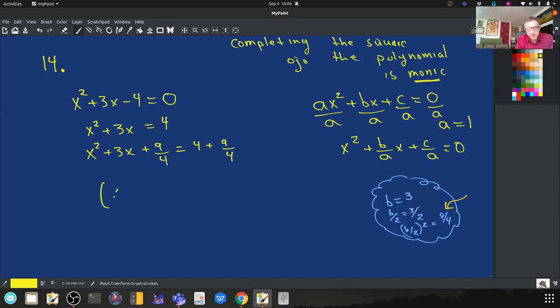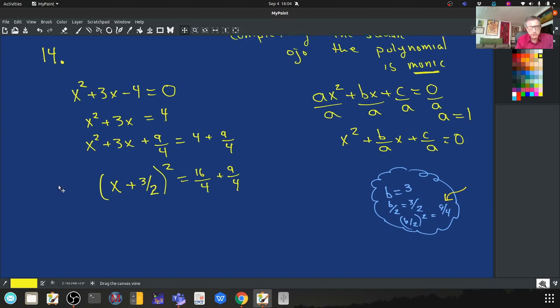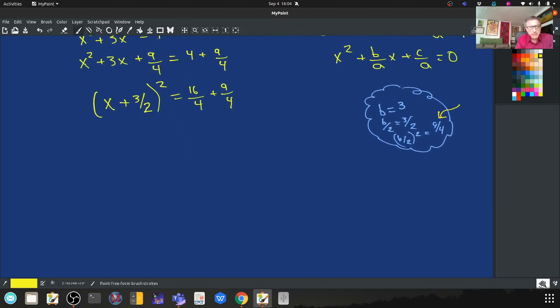So its factorization is x, and what is my b half term? It's 3 halves. It's x plus 3 halves squared is equal to 4 plus 9/4. But I'm going to write 4 as 16 divided by 4 plus 9/4. So I'm just going right along. Now I'm going to simplify. I'm going to use the square root property to solve this. 16 plus 9 is 25 divided by 4.